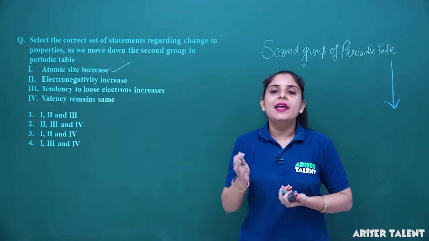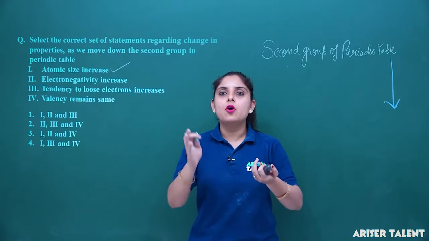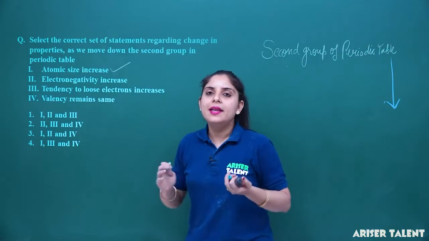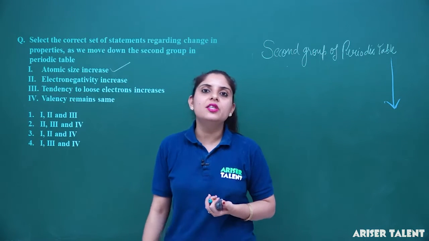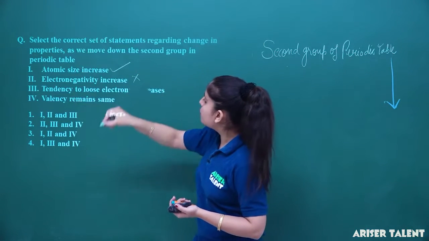Electronegativity increases. Electronegativity will not increase down the group, but it will increase from left to right in the periodic table. Electronegativity is basically a tendency to attract the shared pair of electrons. So it will increase from left to right. So this is the wrong statement we have.